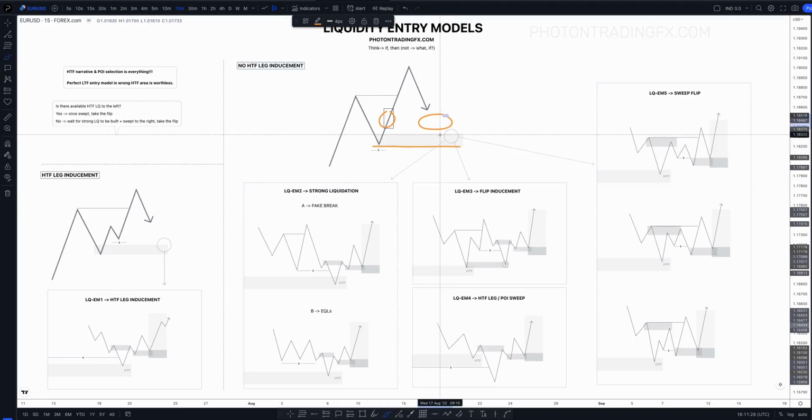Just wait and see what happens. Wait and see if anything does get built, like you get one of these entry models here, or just wait and see if the low itself goes. And that's what this is. So this is your higher time frame POI, right? And this is price coming in, no liquidity is built, so don't get involved. Then the low goes, okay?